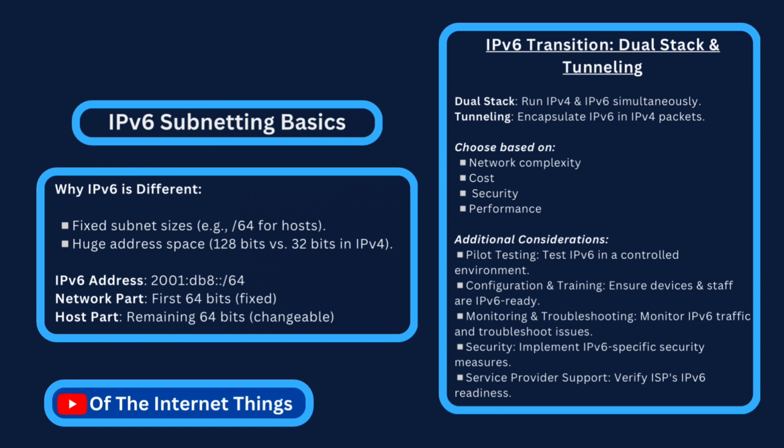Why IPv6 is different. Fixed subnet sizes, e.g. /64 for hosts. Huge address space, 128 bits versus 32 bits in IPv4. IPv6 transition, dual stack and tunneling. Dual stack, run IPv4 and IPv6 simultaneously. Tunneling. Encapsulate IPv6 in IPv4 packets. Choose based on network complexity, cost, security, performance.